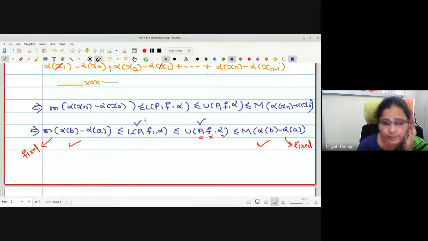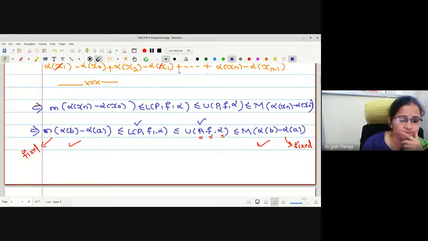Okay. Can you tell me the bounds for the set of upper sums and the set of lower sums in case of Riemann integration? Same kind of expression we have obtained. Can anyone tell me what are the bounds for those?